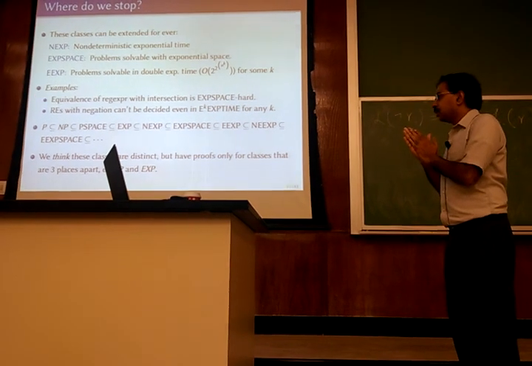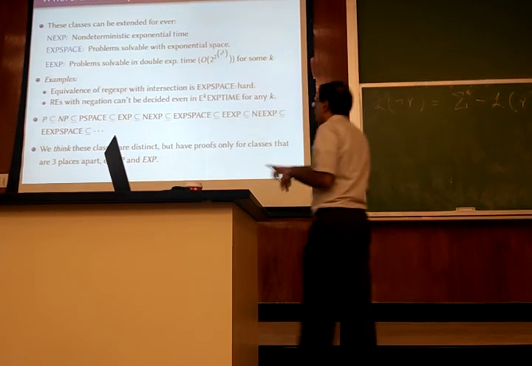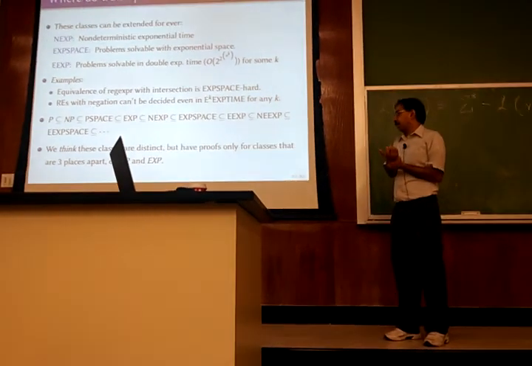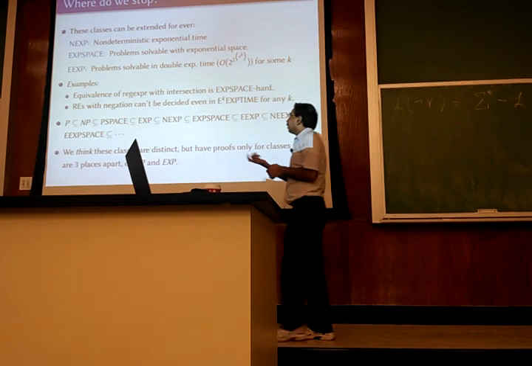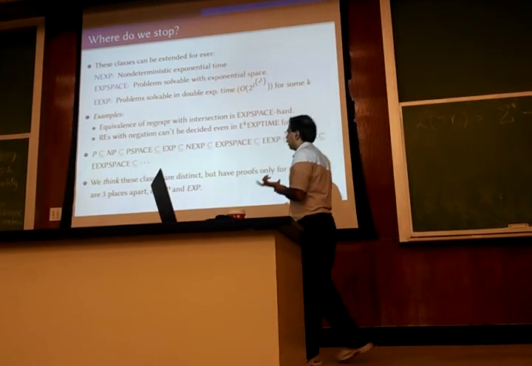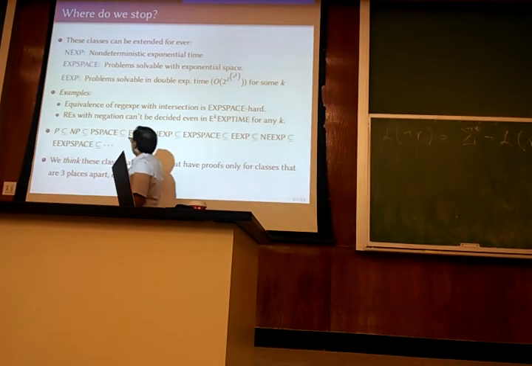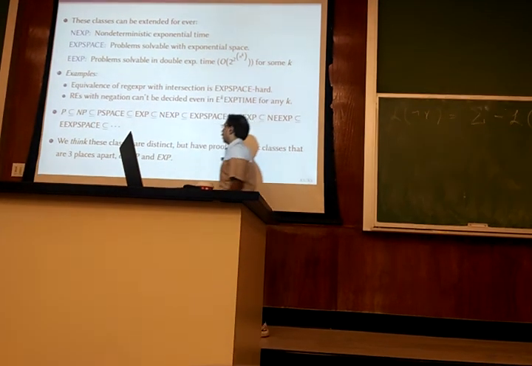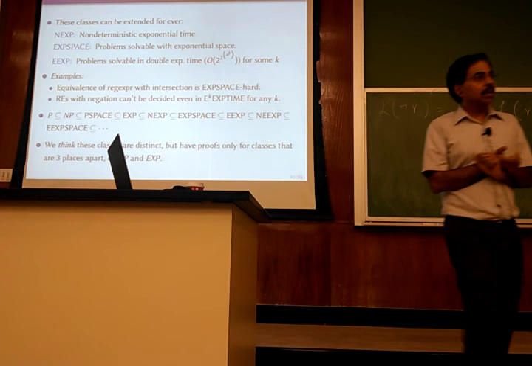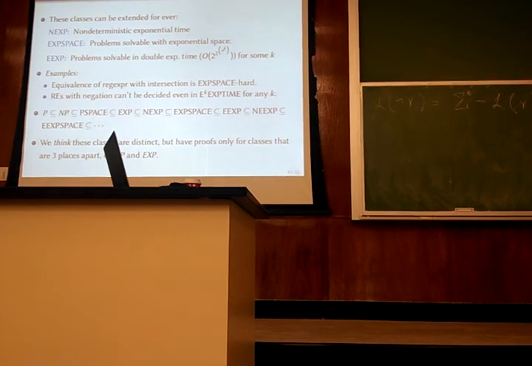And to close this out, we have this inclusion sequence. P is a subset of NP, which is a subset of P space, and so on. We also believe that these classes are all distinct, that NP is not equal to P and P space is not equal to NP, and so on. But as I said before, we are able to prove only when the classes are apart by 3 places. So we are able to prove that EXP is not equal to P, that there are some problems in EXP that cannot be solved in P.